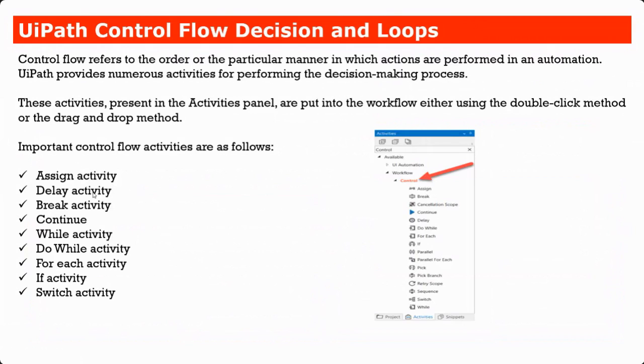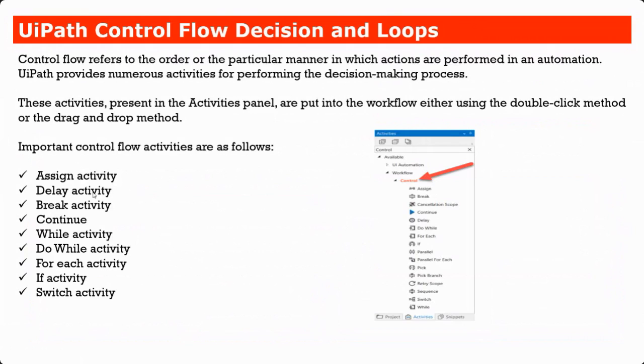Similarly, you have a break activity. Say for example, you are running something in a loop and you are waiting for one file to arrive. And the moment you get that file, you want to come out of that loop. So you can use the break activity. Say for example, if you are running something in a loop and you are saying that if this name is found, do some other stuff. So in those scenarios, you can use the continue.